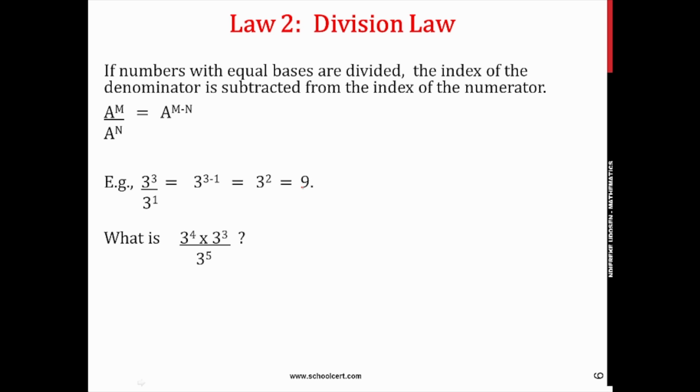This is an example for you to try. What is 3 raised to power 4 times 3 raised to power 3 divided by 3 raised to power 5? This simply means you have 3 to the power of 4 plus 3, divided by 3 raised to power 5. Now, what is 3 raised to power 4 plus 3? It simply means 3 raised to power 7, divided by 3 raised to power 5. And then we have 3 raised to power 7 minus 5, which is 3 raised to power 2, and the answer is 9.